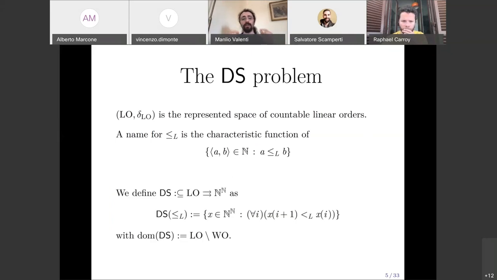So the problem formally defined is the following. I give you a linear order and you have to produce an element of the Baire space which essentially codes a descending sequence, in possibly the most natural way, right? Just by enumerating the sequence. Well, of course, the domain is the set of ill-founded linear orders. Otherwise, there's no descending sequence you can produce.